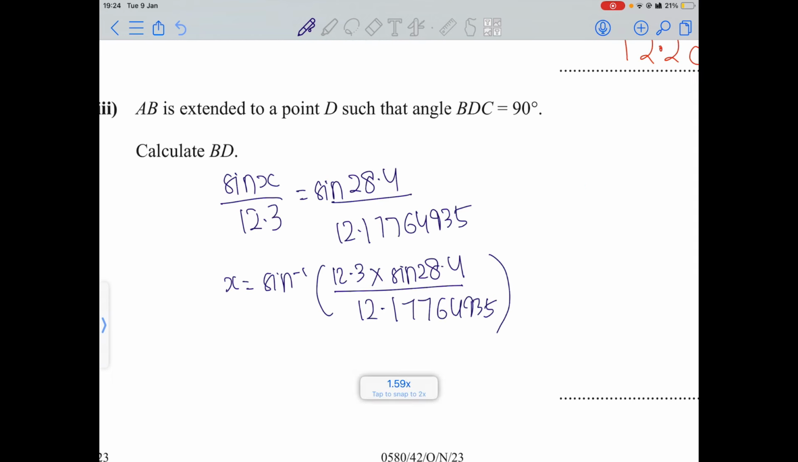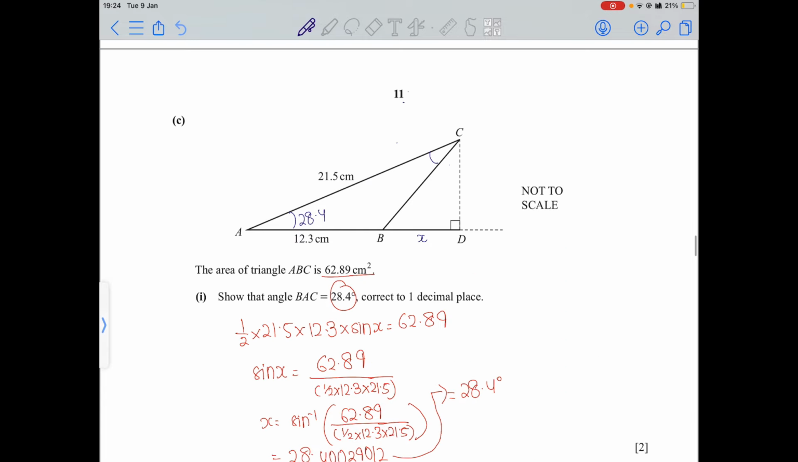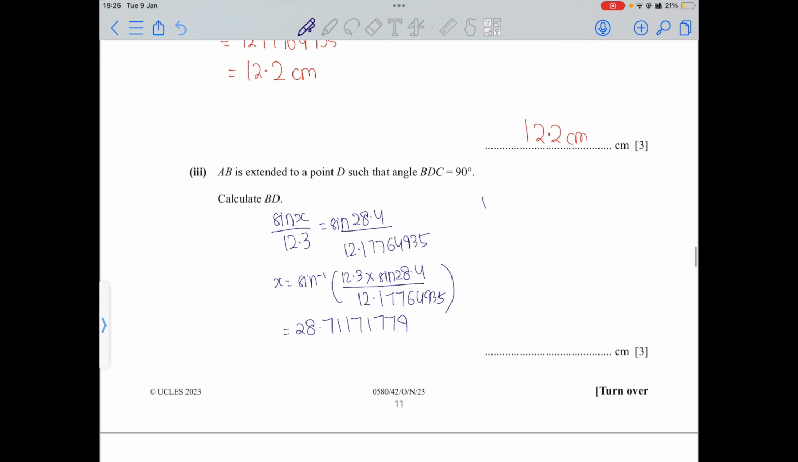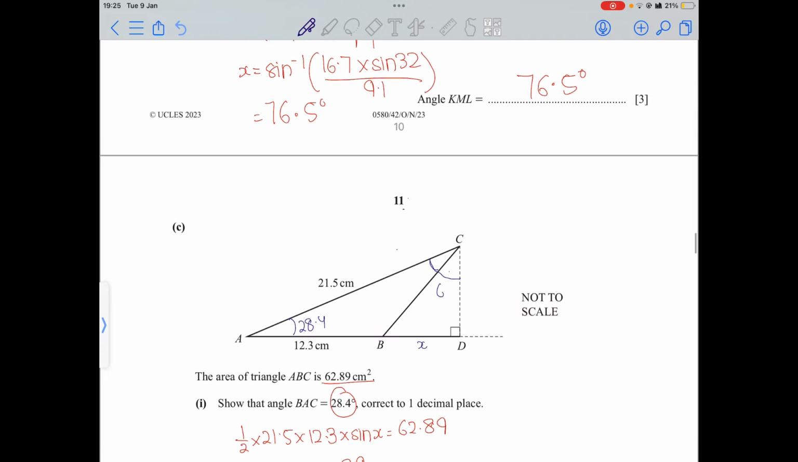Once you calculate this, it basically is 28.71171779. Alright, that's the value of this angle. We have found this angle. We need to find the total of this angle, so that we can calculate the whole angle BCD. The whole angle is going to be 180 minus 90 plus 28.4, which is basically 61.6. We have got this.